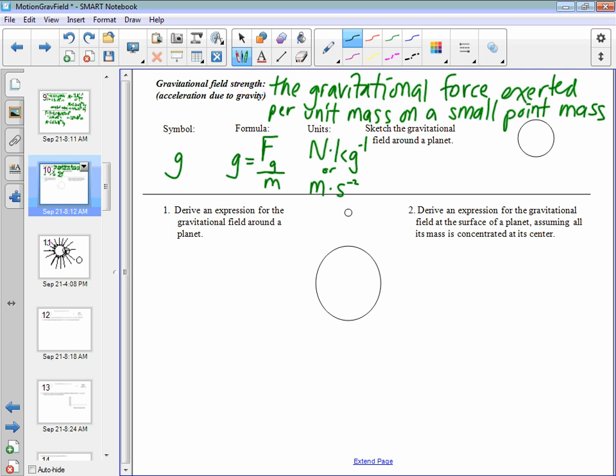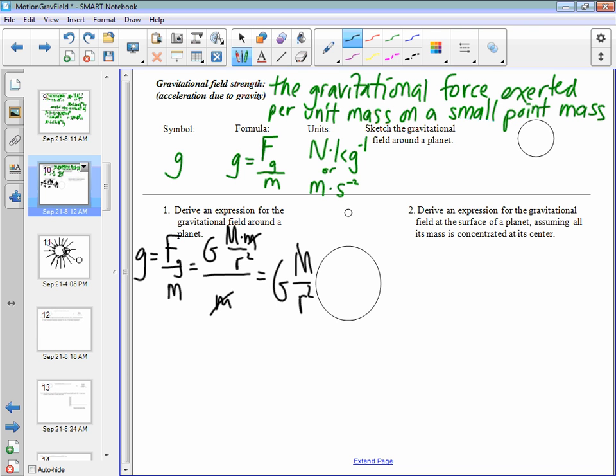So derive the expression for the gravitational field around the planet. What I had before, little g is equal to F sub g divided by m. If we plug in Newton's law of universal gravitation, I get big G times big M times little m over r squared. Divide that by little m, and the little m's cancel out, and you're left with just big G times big M divided by r squared. So this is true for any point around the planet.